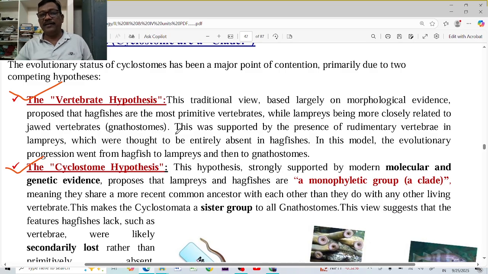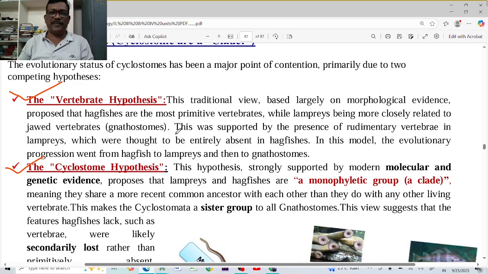The petromyzon or lampreys possess some vertebral column in their body. So these petromyzon are very close to the vertebrates because they possess some vertebral column. But the beginning animals, the cyclostomata hagfishes, do not contain any vertebral column. The vertebrate hypothesis indicates that first the hagfishes or the myxine evolved on this earth. Later, from the myxine and hagfishes, lampreys or petromyzons evolved. From those lampreys, next vertebrate-like animals evolved on this earth.